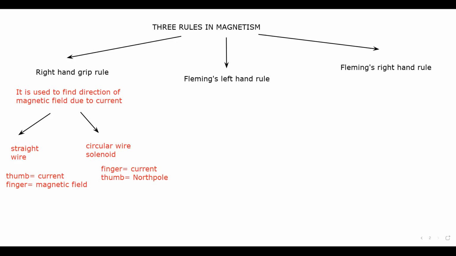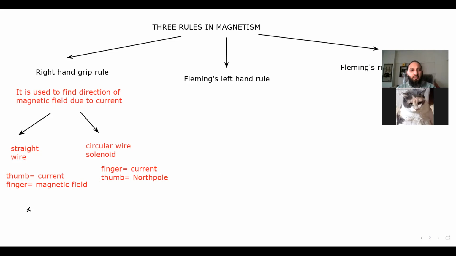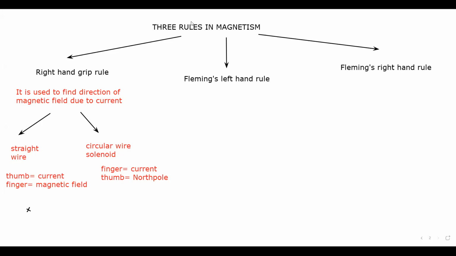And just a simple example, if you have a wire which is carrying current into the screen and I want to show the direction of the magnetic field, I will use the right hand grip rule. My thumb should point into the screen and the fingers will turn around. As I catch the wire, the direction in which the fingers turn is the direction of the magnetic field. So magnetic field lines will be around it.